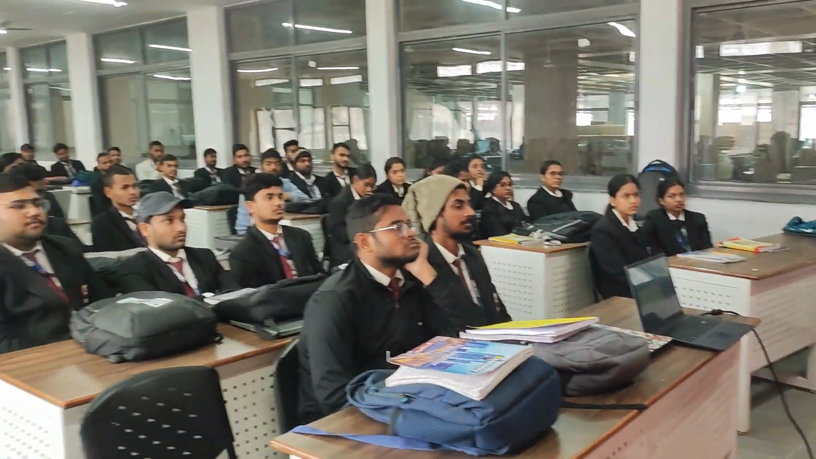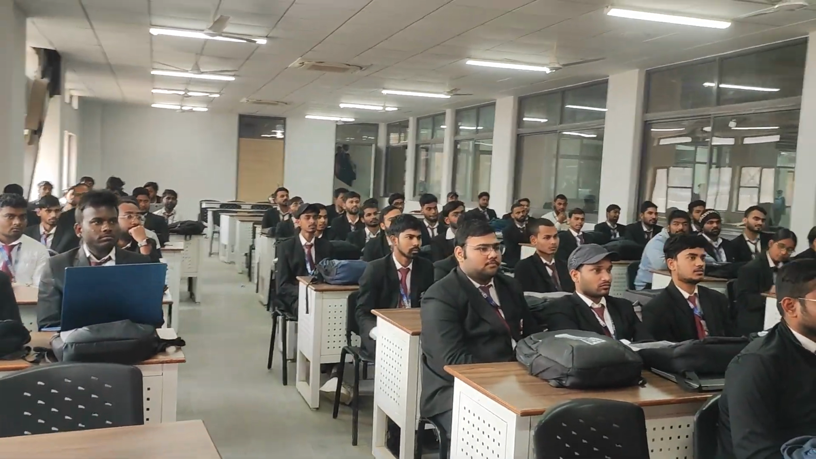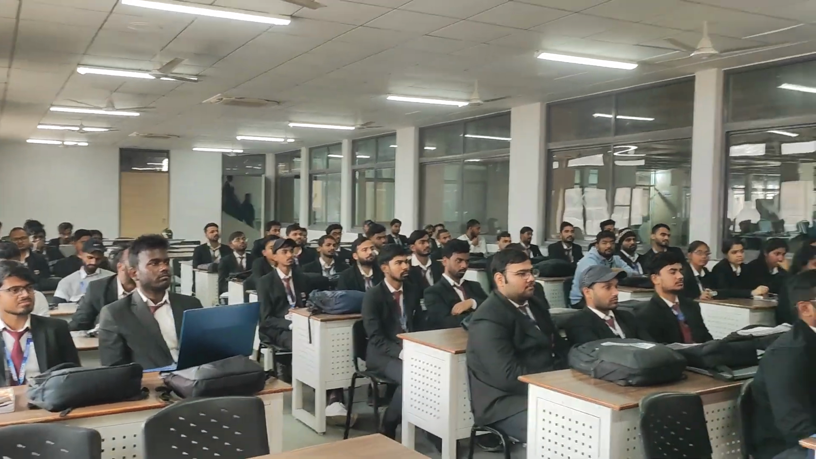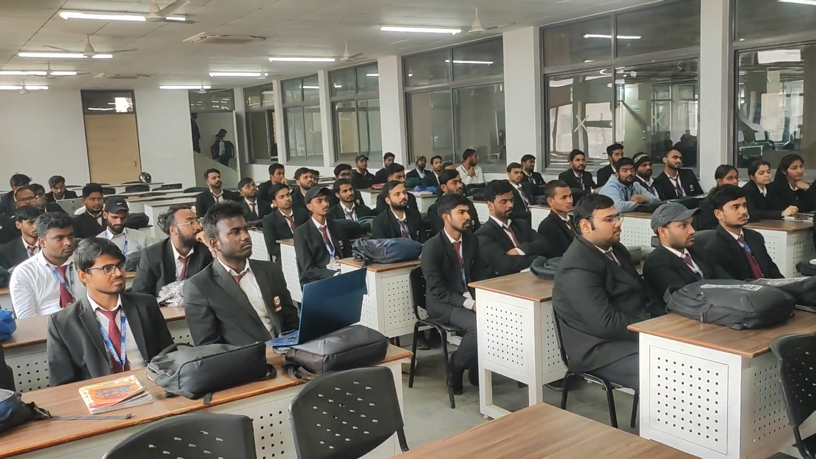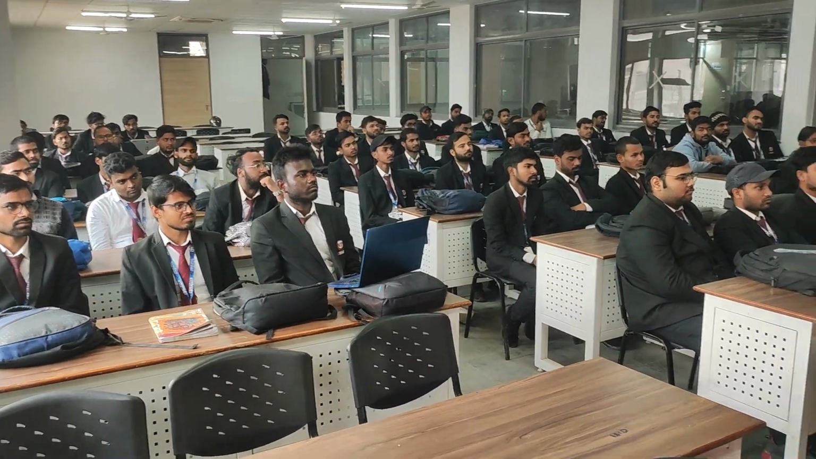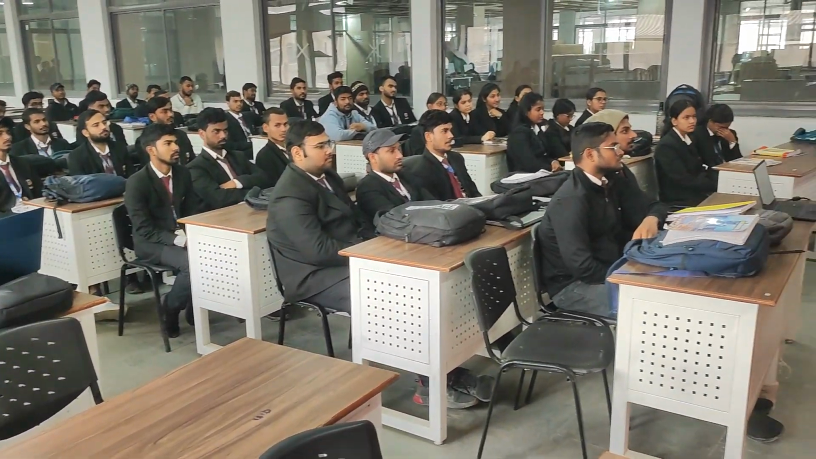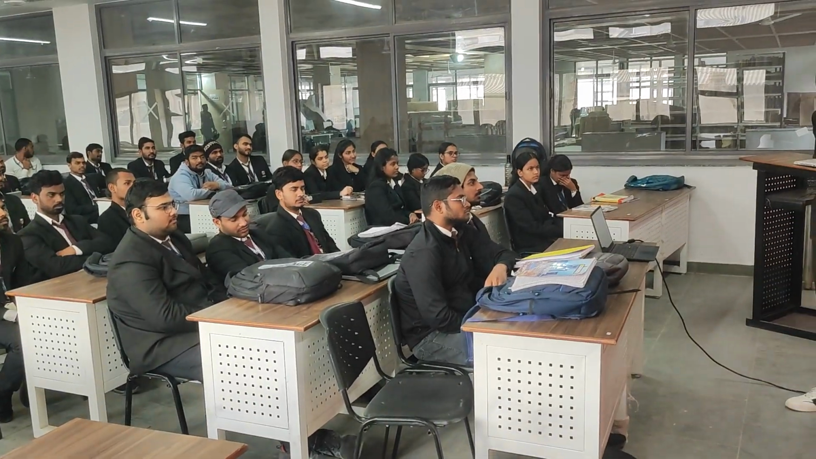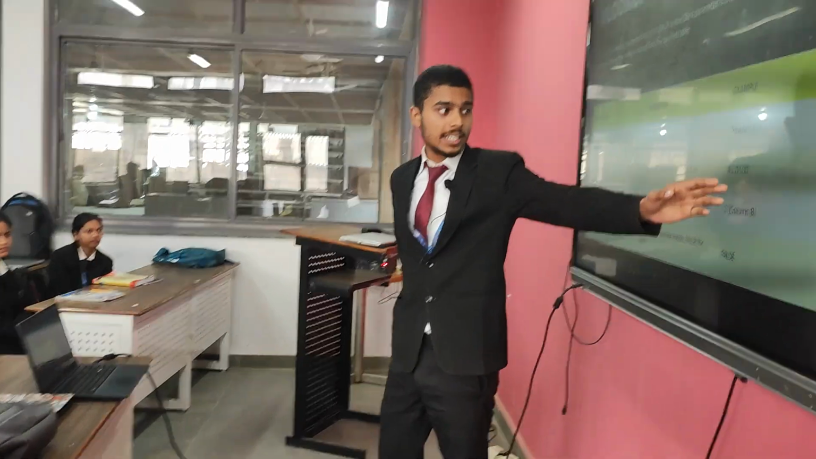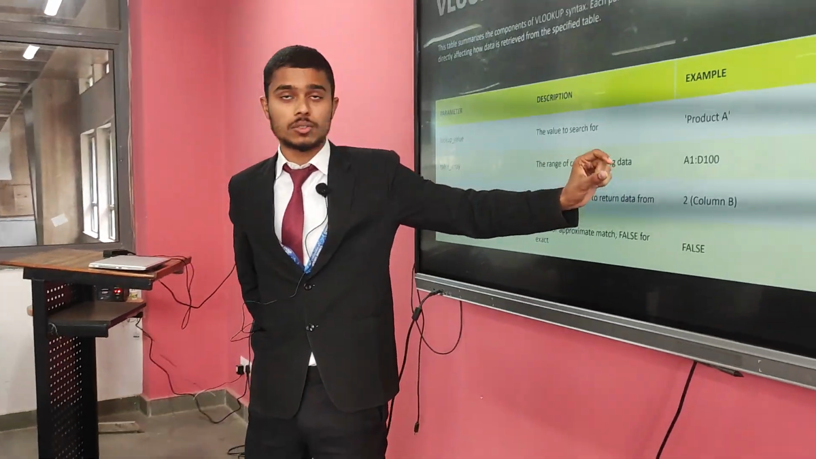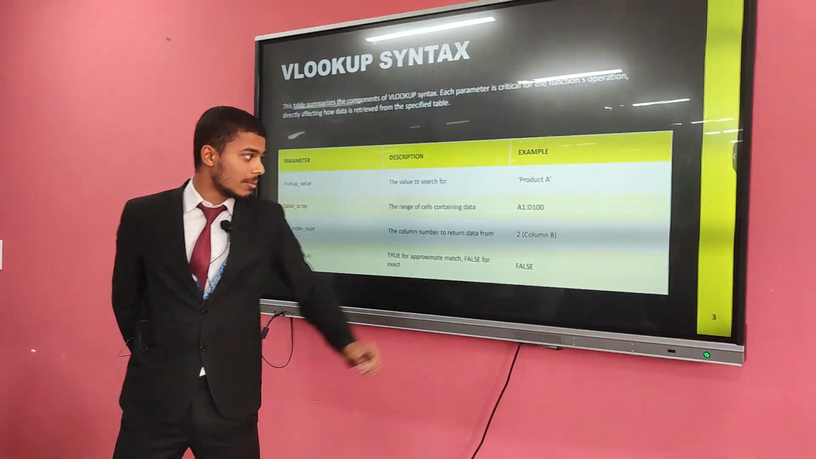The first is lookup value, which means the value to search for. Example, let's say you have created a table wherein you want to look up a product. So you enter the column. The next is table array. It means you have to select the entire data from which you want to retrieve the data, from cell A1 to cell D100 as in the case of this example.